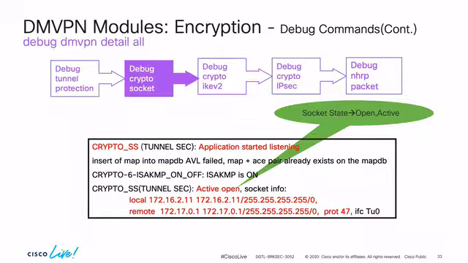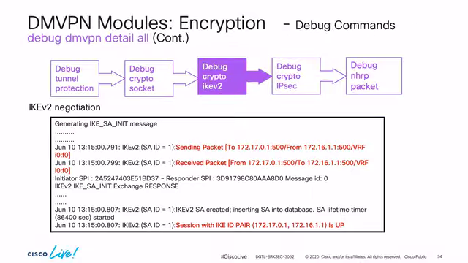What output does the debug crypto IKEv2 actually generate? Something very similar to what we had seen earlier. It's sending and receiving packets on UDP 500, and what is very important that we see is that a session with the IKE ID pair of the tunnel endpoints is actually up, which indicates that the IKE authentication is completed.